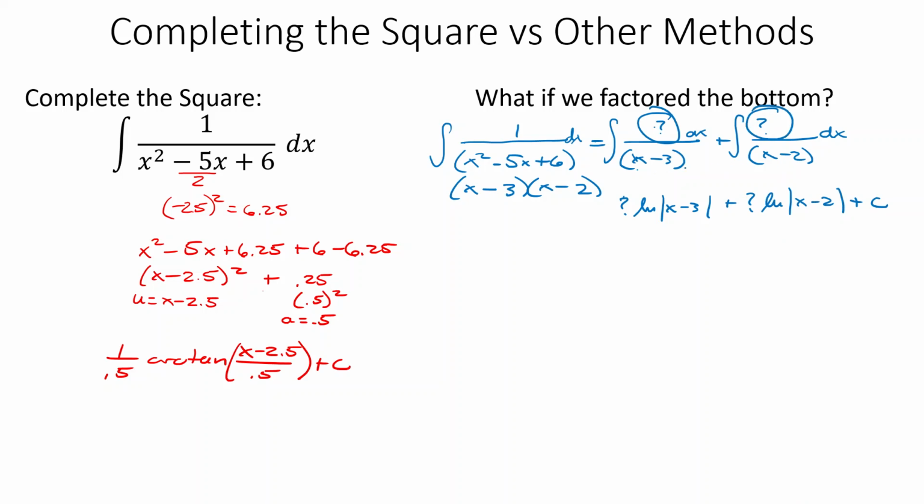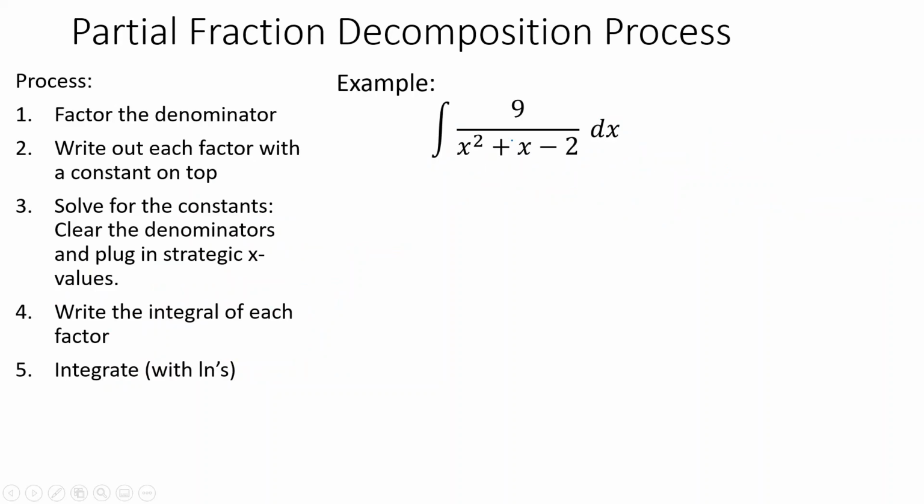Because if we just put these fractions back together with a common denominator, we just end up going back to that. So this is where the process of partial fraction decomposition comes in. How do we find those factors that go on top? So the first thing we do is factor the denominator. So this will be x plus and x minus. Factors of 2 that subtract to make 1 are 2 and 1.